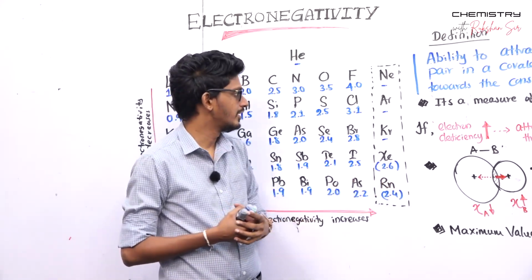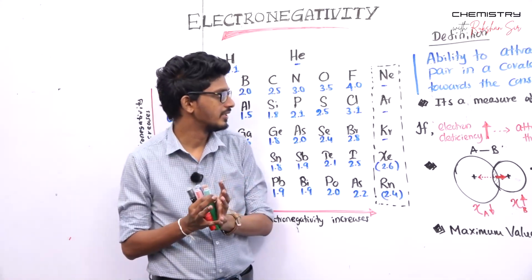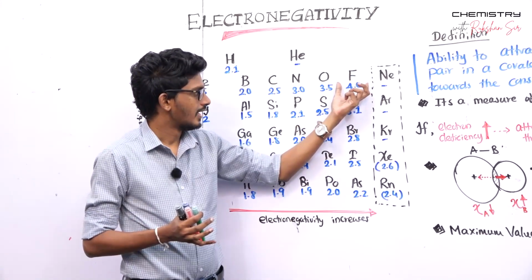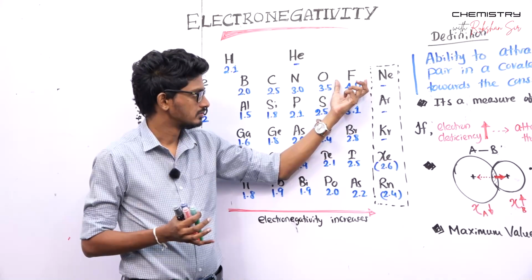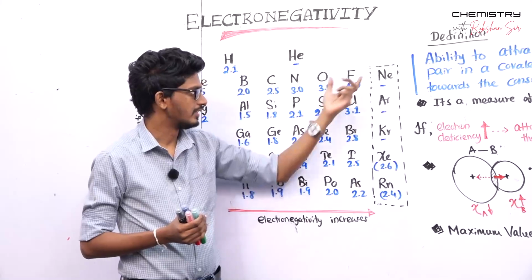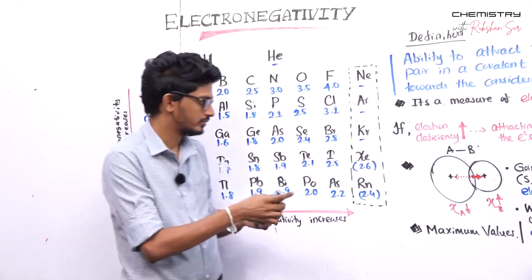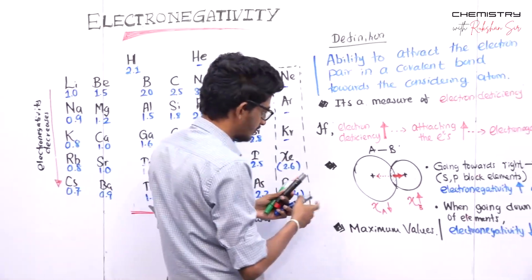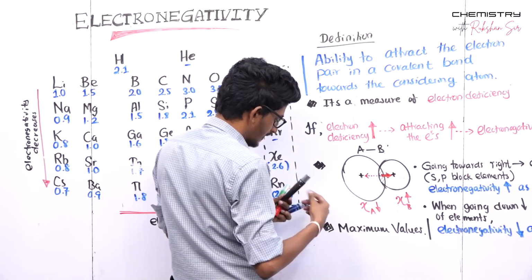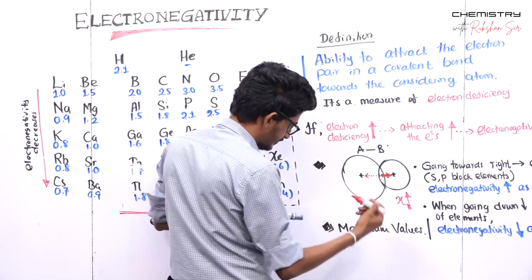Anyway, the greatest value should appear with the element at the upper right corner, except the noble gases. That is fluorine. So the maximum value is with fluorine.